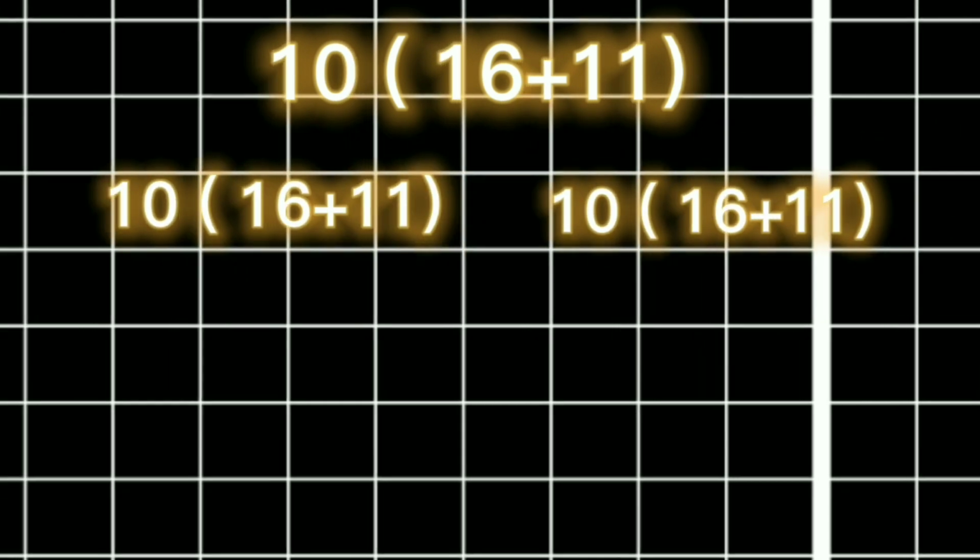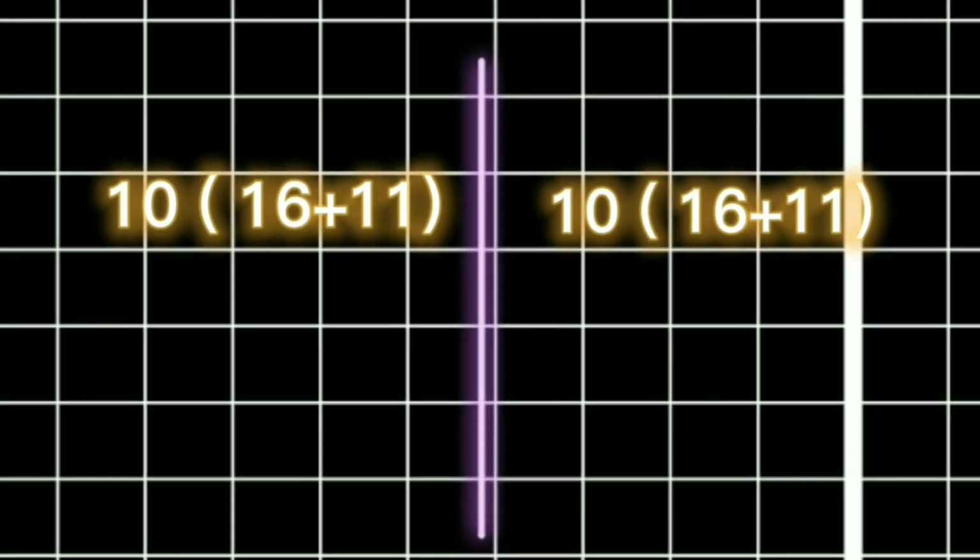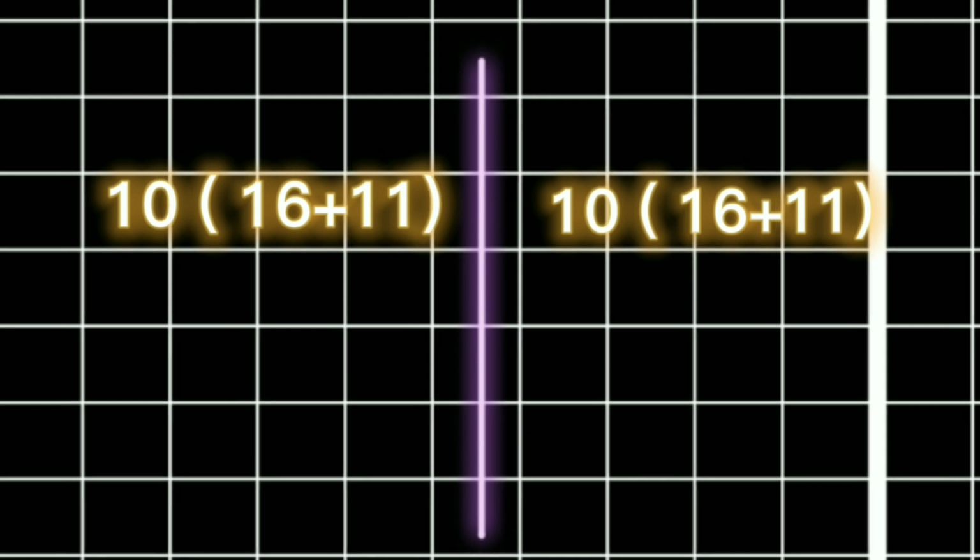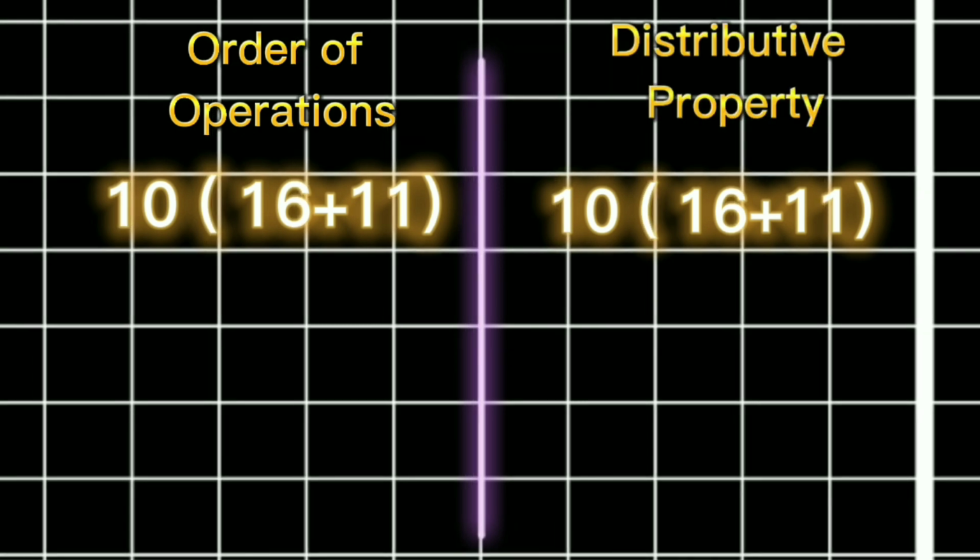We have 10 times the group 16 plus 11. I am going to simplify this expression in two different ways. How? In my first solution, I will use the basic order of operation rules. And for my second solution, I will use the distributive property.